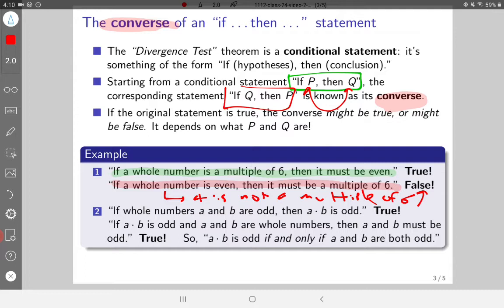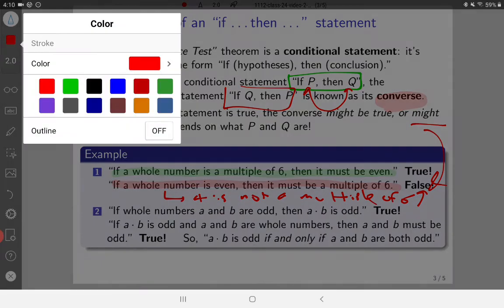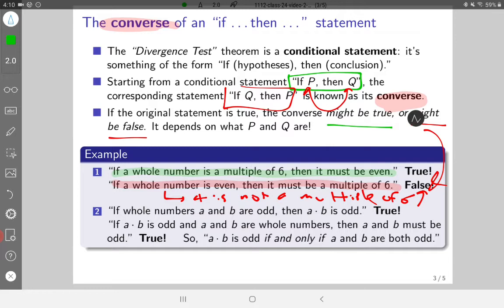So there's an example where a true statement, if I flip-flop the order of the if and the then parts, the Q and the P, becomes a not true statement. That's what I meant by the converse might be false. There's an example for you right there. However, sometimes if I flip-flop that order, it might still be a true statement, and that's what we're about to see in the second example down here.